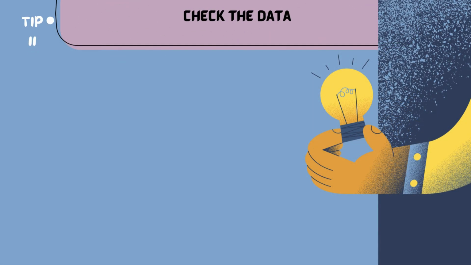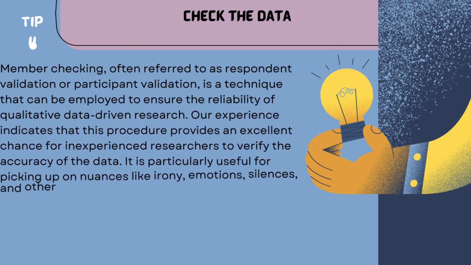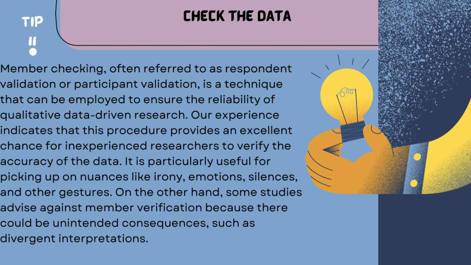Tip 11. Check the data. Member checking, often referred to as respondent validation or participant validation, is a technique that can be employed to ensure the reliability of qualitative data-driven research. Our experience indicates that this procedure provides an excellent chance for inexperienced researchers to verify the accuracy of the data. It is particularly useful for picking up on nuances like irony, emotions, silences, and other gestures. On the other hand, some studies advise against member verification because there could be unintended consequences, such as divergent interpretations.